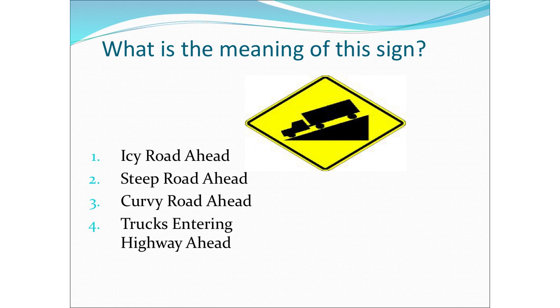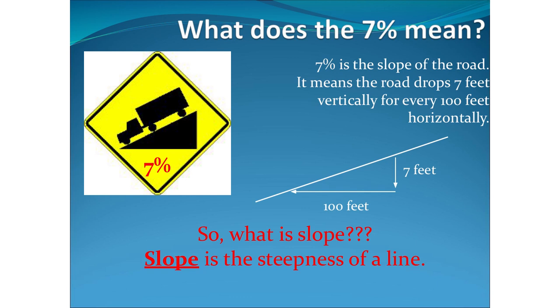Truckers also have to understand if there's a percentage on there, because that percentage is letting the truckers know exactly how that road is changing. If it's a bigger percentage, is that going to be harder to stop or easier to stop? Harder to stop. It's steeper. It changes a lot.